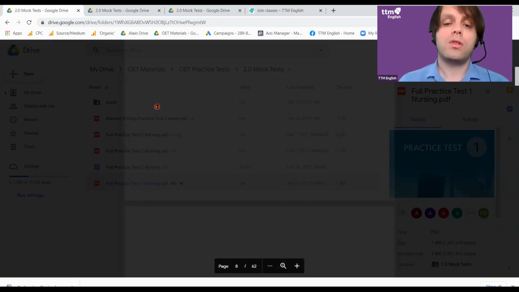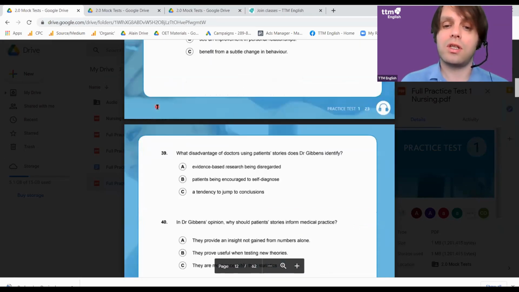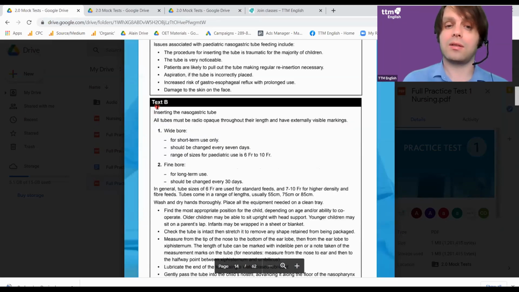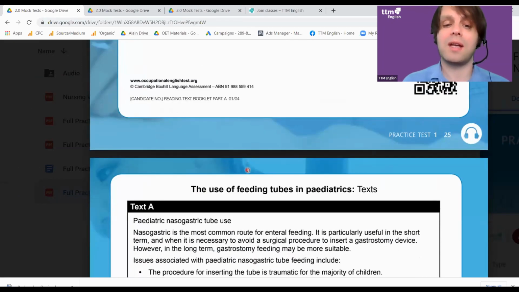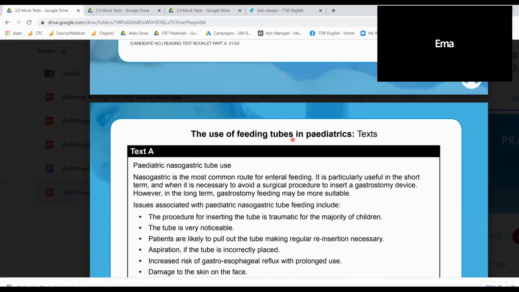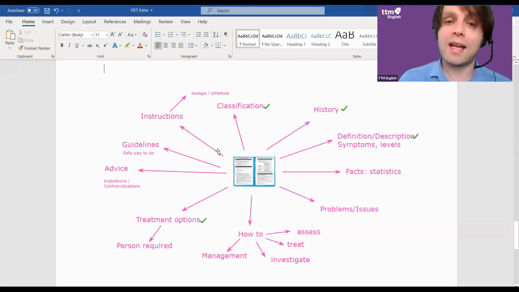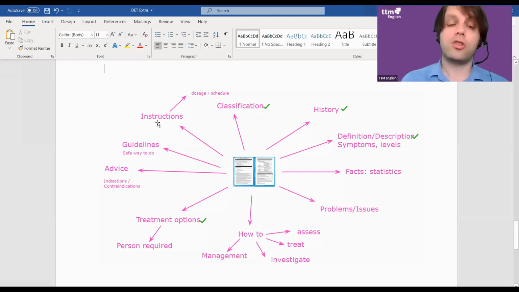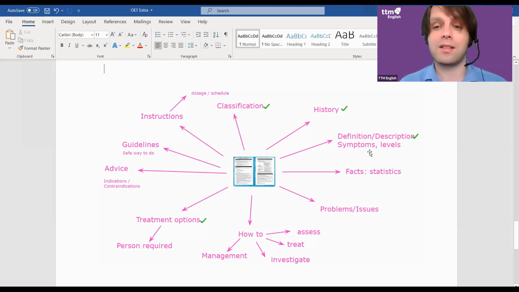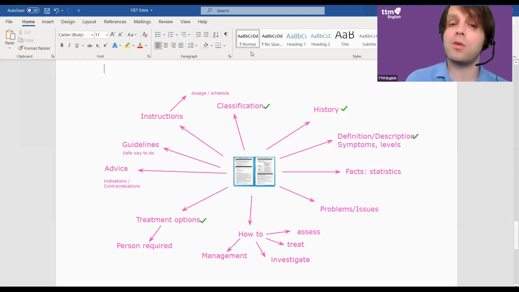Okay, again, we want to try and apply these basic functions to the text. We're not interested in topic so much because the topics are all the same. What's the topic of these, guys? Feeding tubes. Feeding tubes in pediatrics. You know that you're going to see four texts, and in about 90 seconds, you just want to try and think about function. It doesn't have to be perfect, but instructions are very different from history, and how-to is very different from facts and statistics. Definitions are very different from advice, right? So you want to get that clear in your mind because it will help you later on.